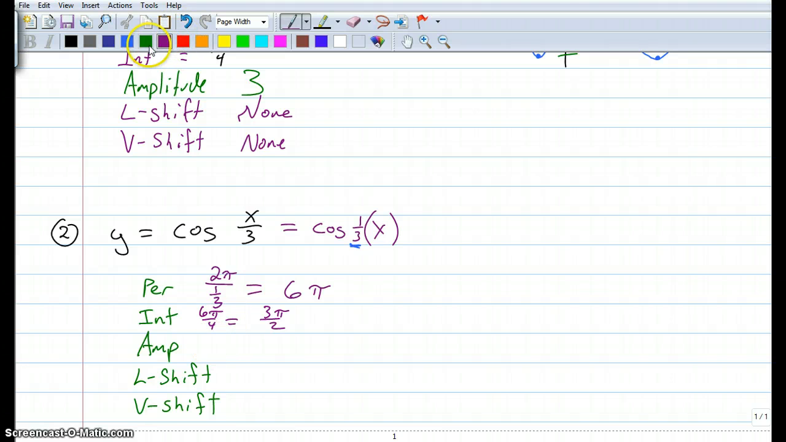Amplitude. What's the amplitude? Well, there's nothing in front. There's no a, thus it is 1. And then once again we have no lateral shift and no vertical shift. That's coming up next. But let's graph this bad boy.